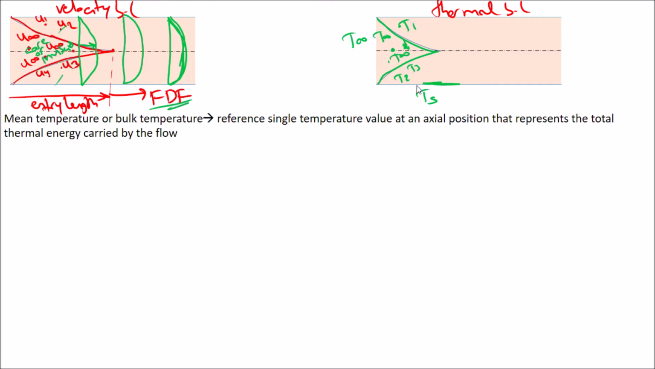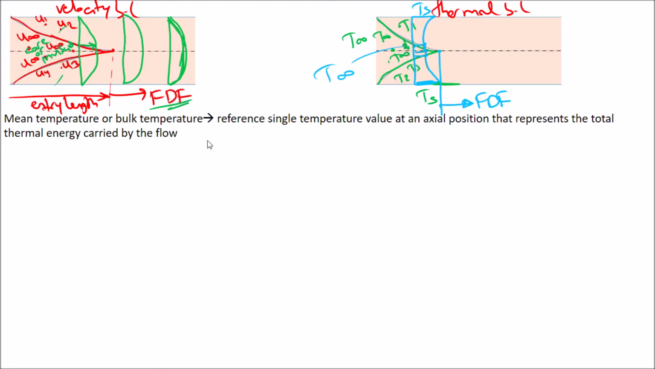Here the temperature is TS, and then this temperature drops to T infinity, then it is T infinity again, and then it increases to TS again. So here it is TS, and at this point everywhere it is T infinity. This one is T infinity, and from this point on, you have the fully developed flow again. This is called thermally fully developed flow, and this one is called hydrodynamically fully developed flow.